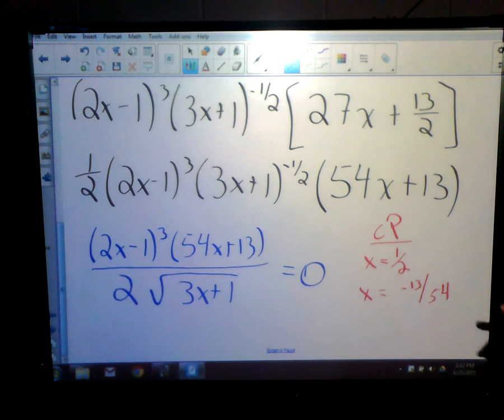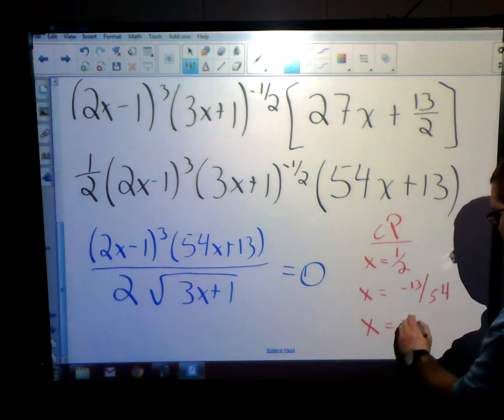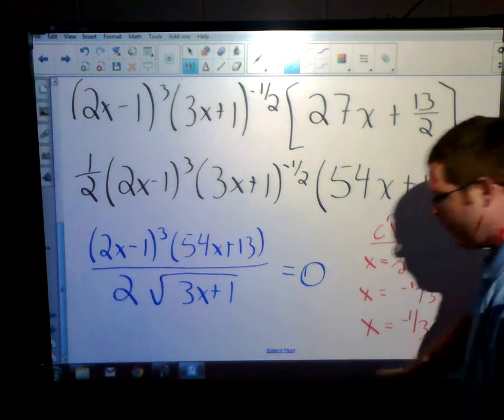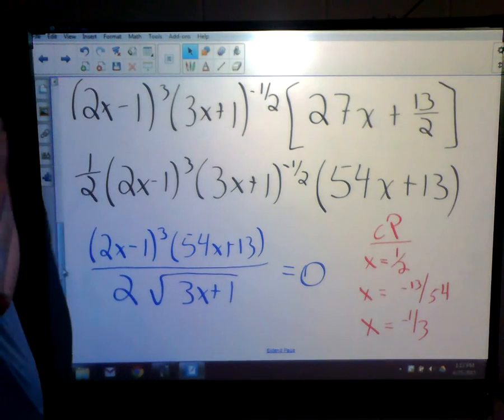Critical points are where the function is undefined. Where is the derivative undefined? When is a fraction undefined? It's undefined when the bottom is 0. What will make the bottom 0? Negative 1/3. So those are my critical points. Those are the points that I want to check.